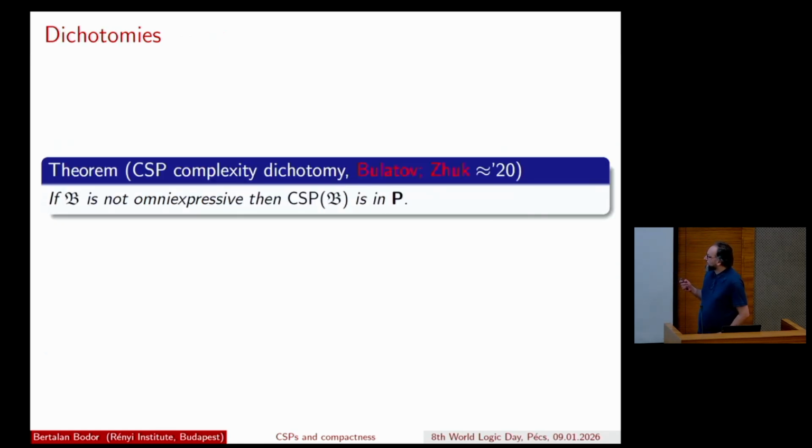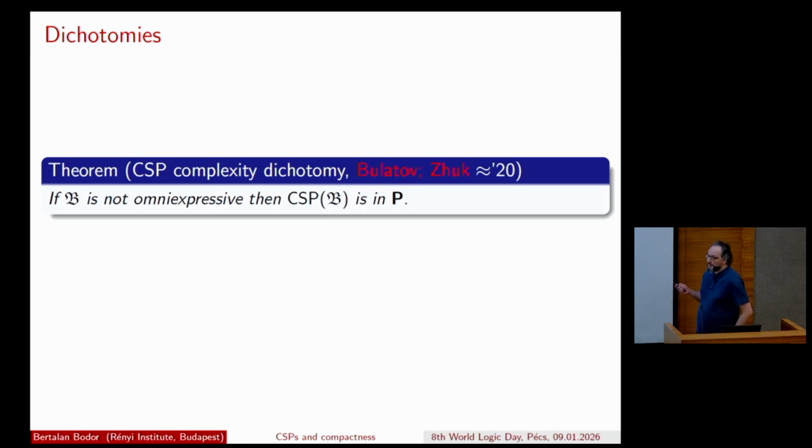Okay, so what happens with the other structures? I put here two dichotomies. This is the very famous one, the finite CSP dichotomy. It's the end of a really long story. It's been a conjecture for quite a while, and quite deep theory was needed to prove this. It is due to Bulatov and Zhuk, and it says that if the structure is not omni-expressive, then its CSP is in P. It's a dichotomy because we have two cases: this one, and it's in P; in the other case, it's NP-complete. There are no intermediate cases.